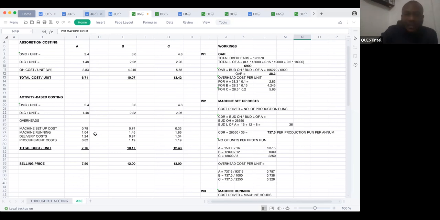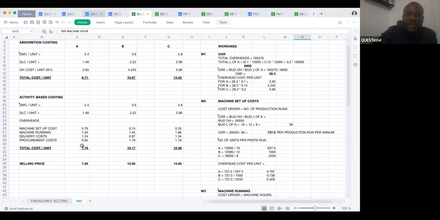And then product B, we see that when they were using the not accurate absorption costing, it was 10.07, and when they use the accurate activity-based costing, 10.17, and they put their selling price at 12, which is healthy. So we didn't have any problem with product B. While they would have considered product A as very profitable and so continue producing it, really product A is loss-making. So the only thing they can do is consider increasing the selling price, and that's where the 6 marks are going to come from.